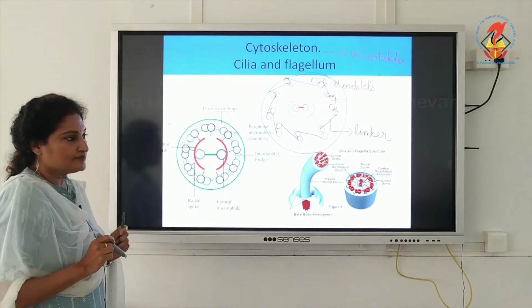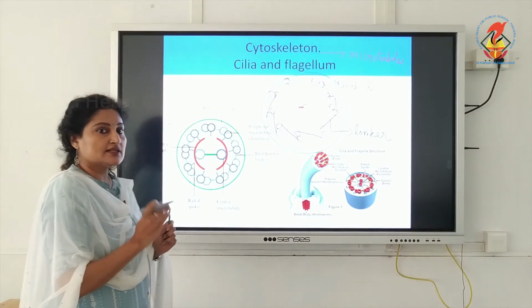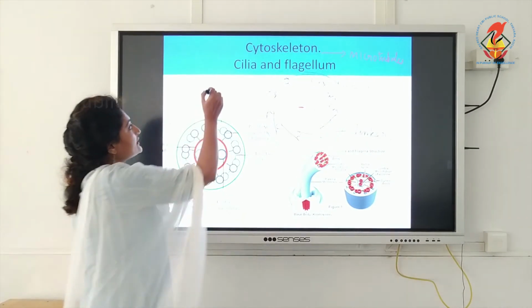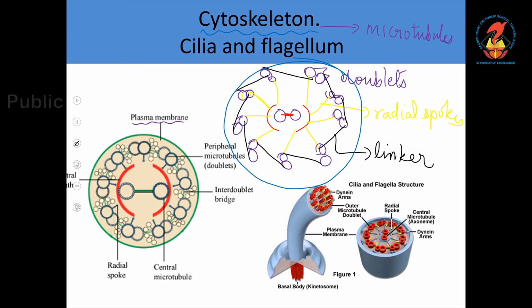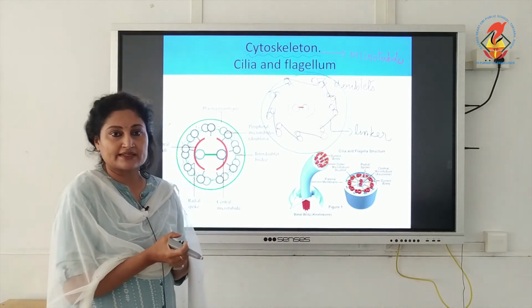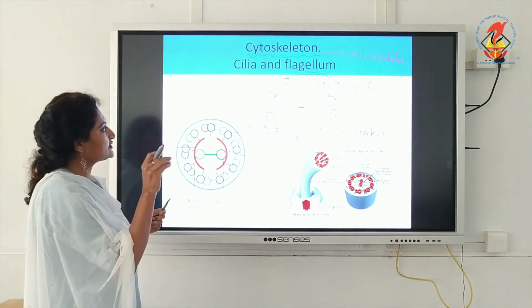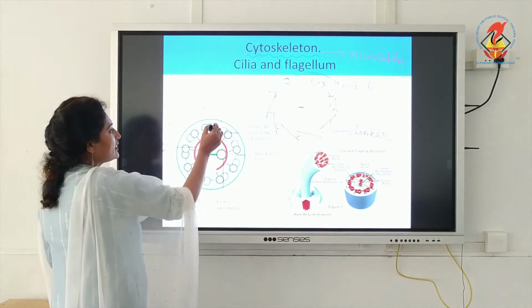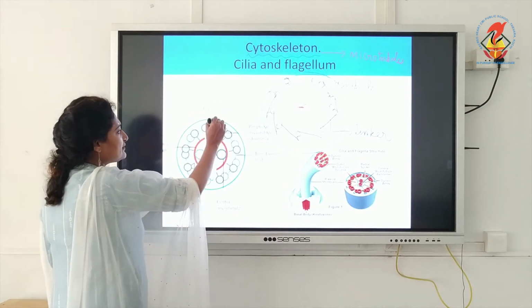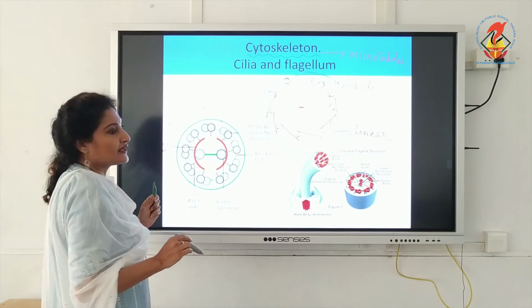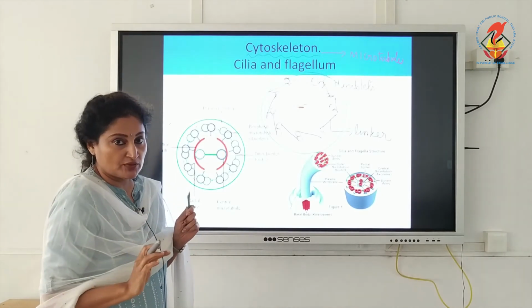So once again, talking about the ultrastructure of the cilia or flagellum. Remember, it is supported by cytoskeletal structures called microtubules. And these microtubules do not occur like a cluster, like a bundle. They occur in a specific orientation. So first, starting from out to in, the cilia or flagellum is surrounded by a plasma membrane, which is indicated in green here. Then there are totally 20 microtubules.